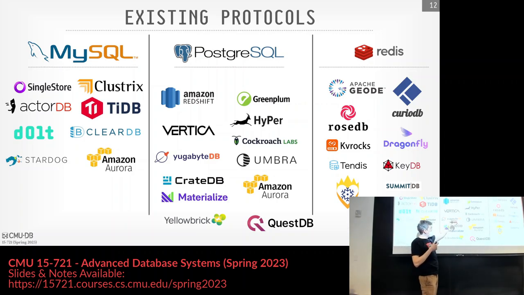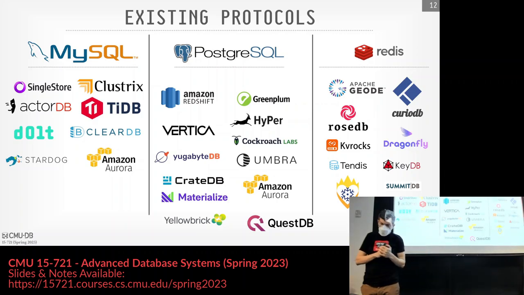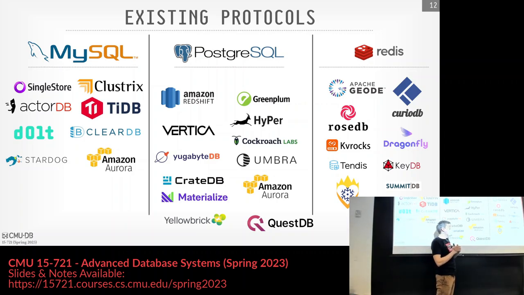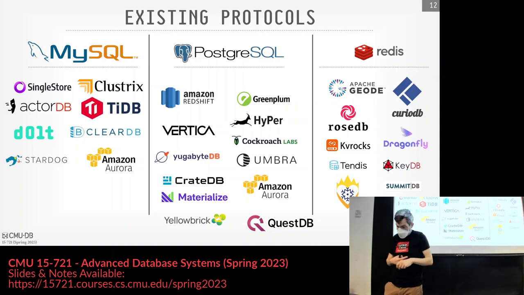Systems like Materialize, Umbra, Cockroach, and Hyper, and we did this in our own systems, NoisePage and Peloton, look at the spec and re-implement the Postgres wire protocol from scratch. The Redis one I'm curious about because it's like a REST API. It's pretty simple and plain text, with simple commands like get, set, and things like that. Except for Apache Geode, which I think came out of VMware, these are all Chinese Redis clones. KDB is in Canada. I find that interesting, and I don't know why.